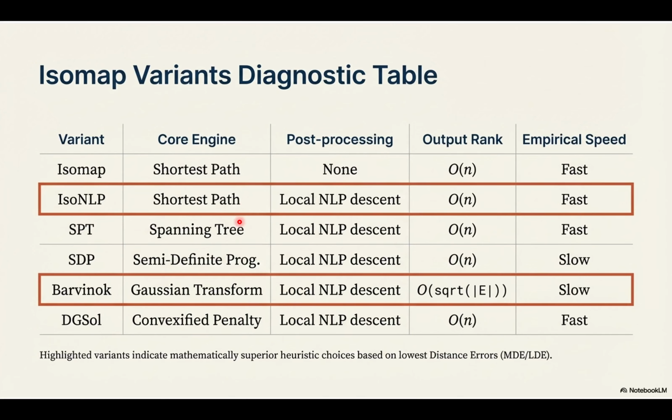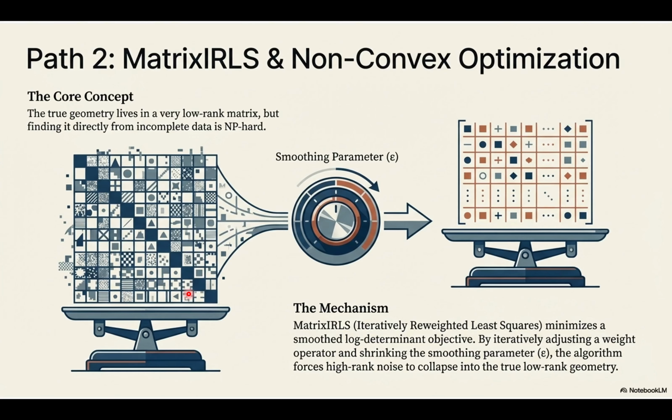Here's where it gets really interesting. That brings us to path 2, matrix IRLS. Yes, which stands for iteratively reweighted least squares. This is a heavy optimization approach, right? The heavy hitter, yeah. Instead of guessing distances node by node, it treats the missing data as a non-convex rank minimization problem. A mouthful, I know. Yeah, the sources say it minimizes a, quote, smoothed log determinant objective, unquote. What is the actual mechanism there?